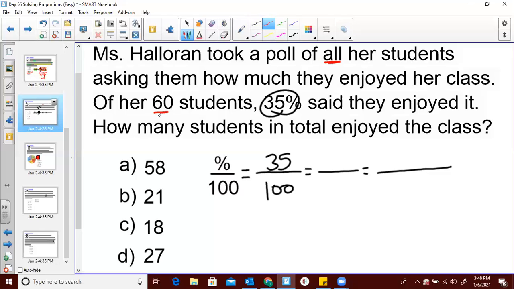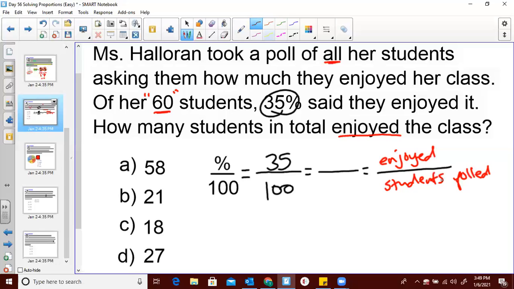Of her 60 students, we'll come back to this. I'll put a little notation around it. 35% said they enjoyed her class. How many students in total enjoyed the class? A lot of you see this total and you're like, oh yeah, we were doing part over whole or part over total. And you're like, bam, got it. I'm going to put my X down here because it says total. Nope. It says students in total that enjoyed. So our part is actually going to be students that enjoyed. And our total is going to be the students polled, right? Students polled.